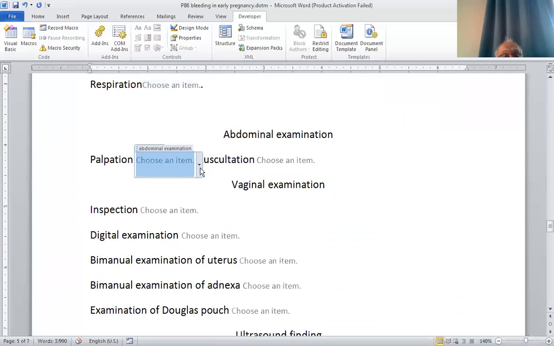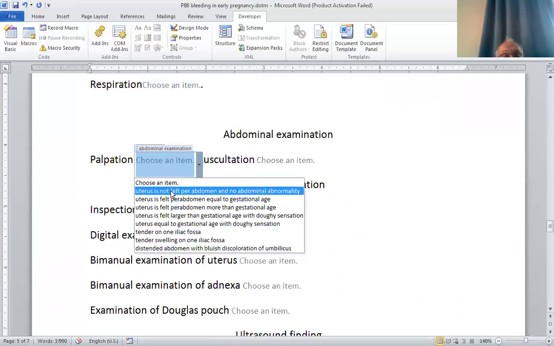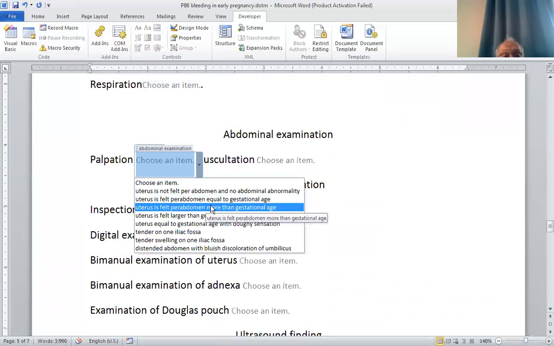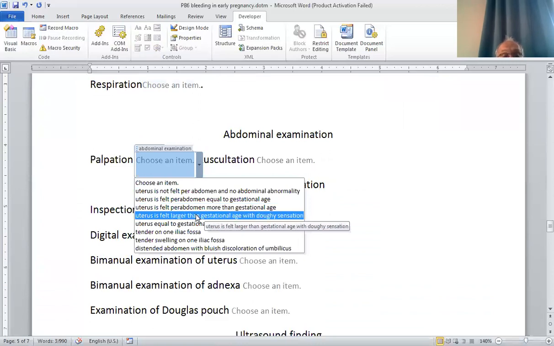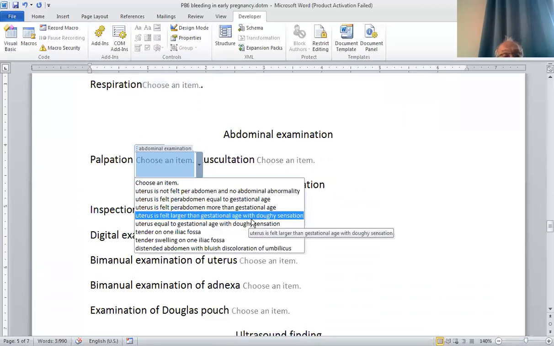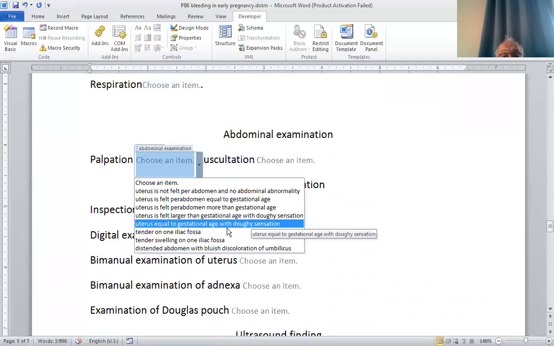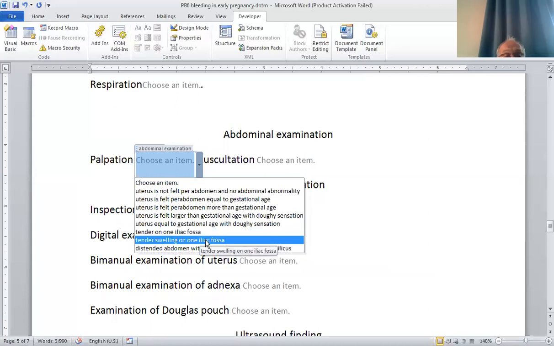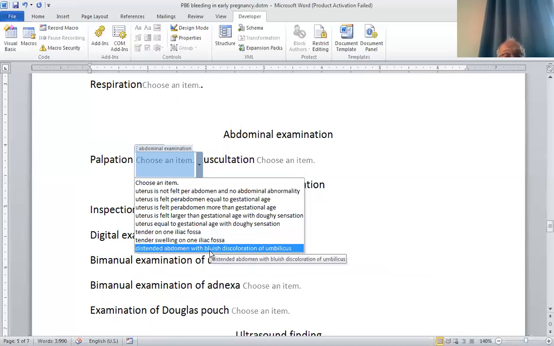Then we start to examine the patient abdominally. We are going to see if the uterus is felt in the abdomen, or the uterus is felt and equal to the gestational age, or felt and larger than the gestational age, or larger than the gestational age with a doughy sensation, or equal to the gestational age with a doughy sensation, or there is tenderness in the iliac fossa and the uterus is not felt, or a distended abdomen.